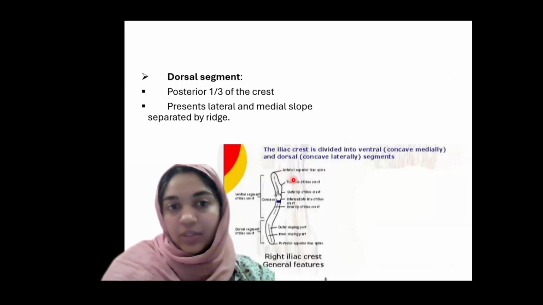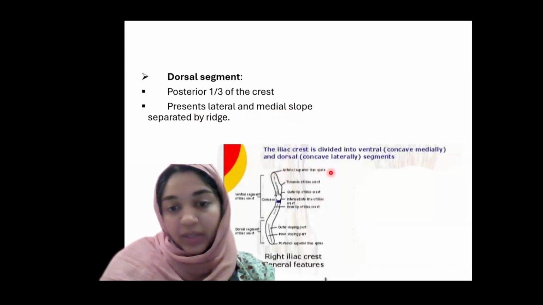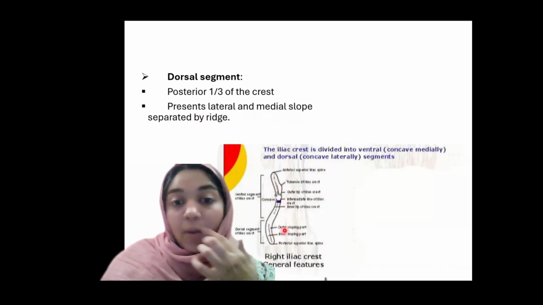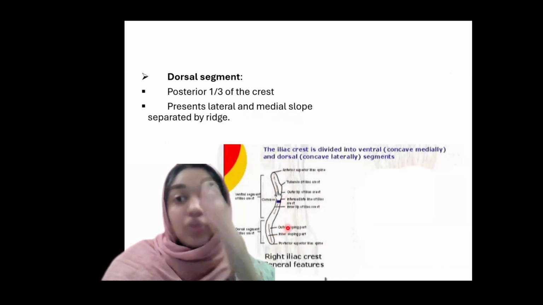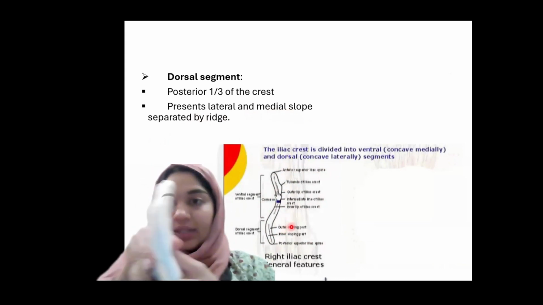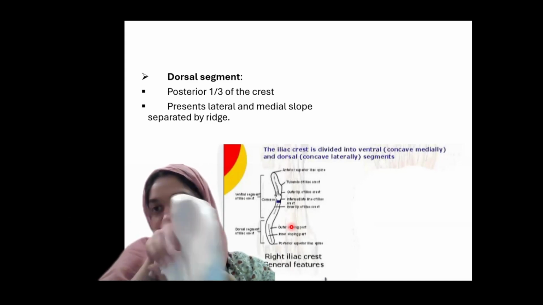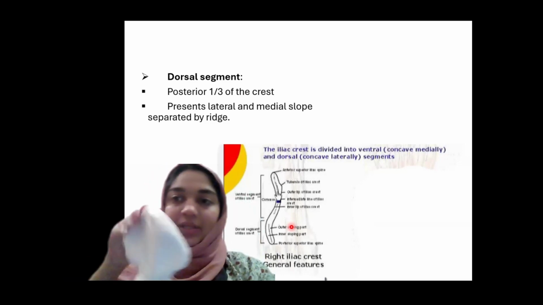We've got to do the posterior one-third or the dorsal one-third of the crest, which presents lateral and medial slopes separated by the ridge. Now look at this. It's starting from the anterior superior iliac spine all the way to the posterior superior iliac spine. And we've talked about this iliac tubercle here. Can you understand that in this image I'm looking from a bird's eye view, or I'm looking from a superior view at the iliac crest. So basically, this is the anterior superior iliac spine, and I'm going all the way back to the posterior superior iliac spine, and I'm looking at this crest from above.